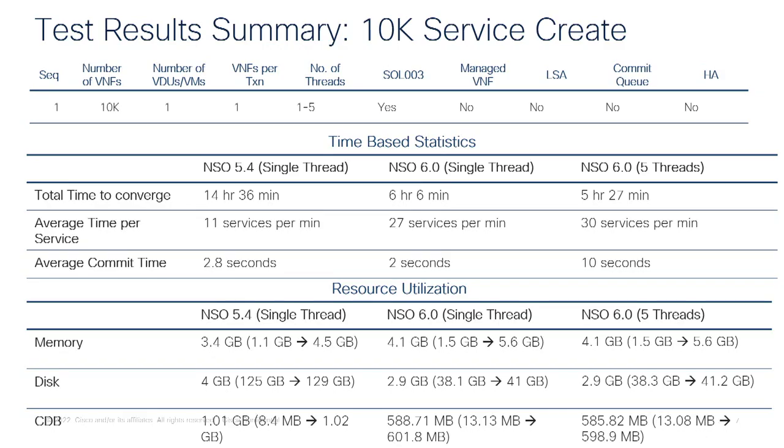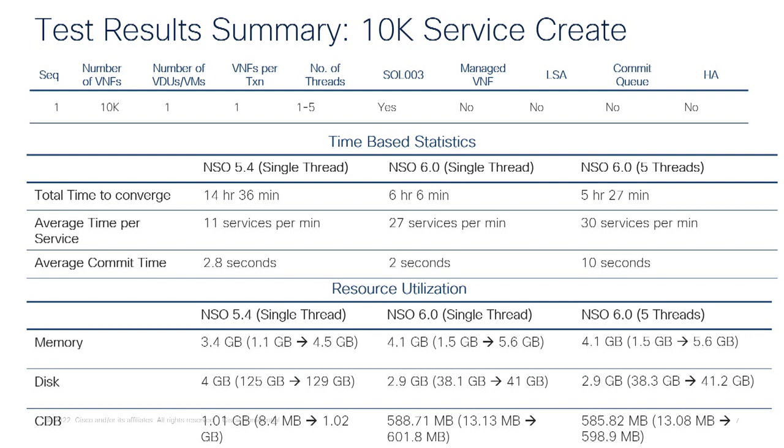So with this method and infrastructure, these are the numbers that we see with NSO 6.0. These are the numbers that we're going to compare with what we had seen with NSO 5.4 previously. The number of VNFs, or the number of services that we create here, is 10K. The number of threads that push the service commits has two different methods: one is single thread and the other one is 5 threads. And this is no LSA, no commit queue, and no HA setup.